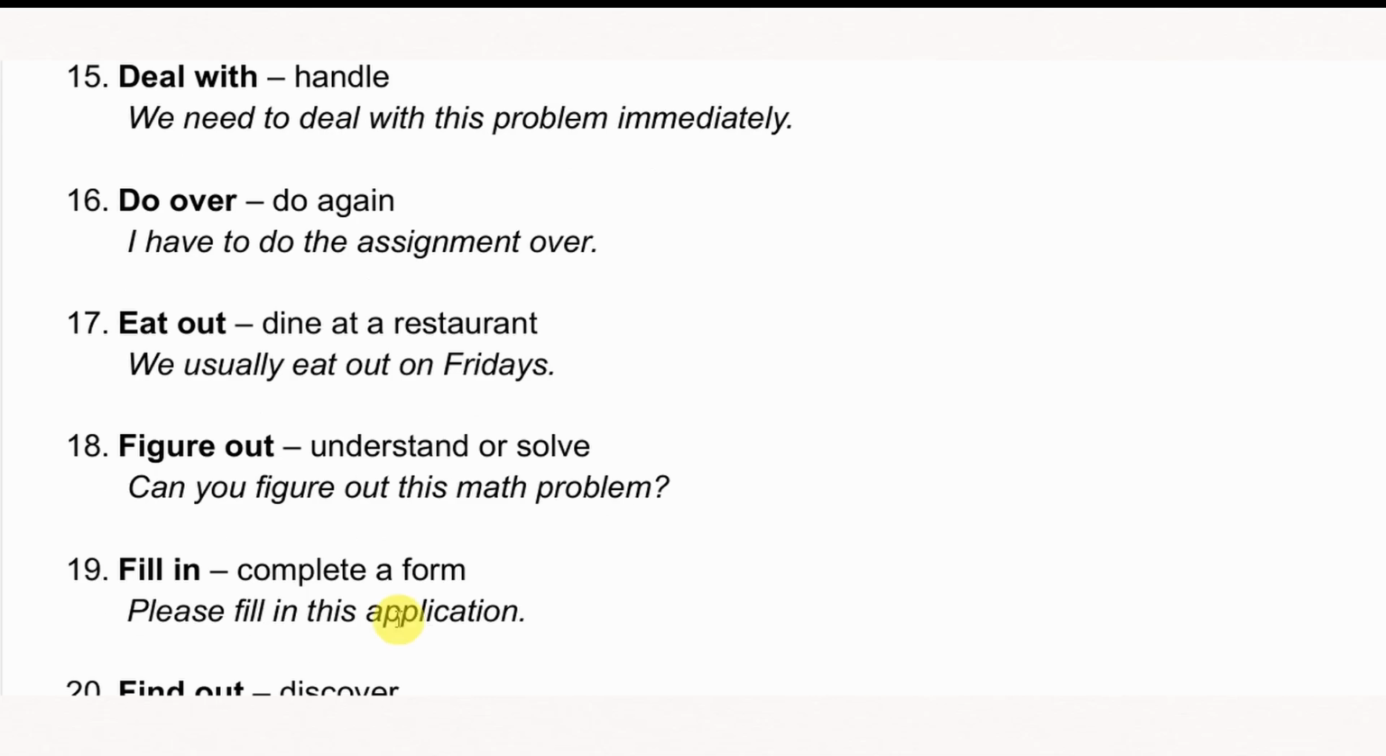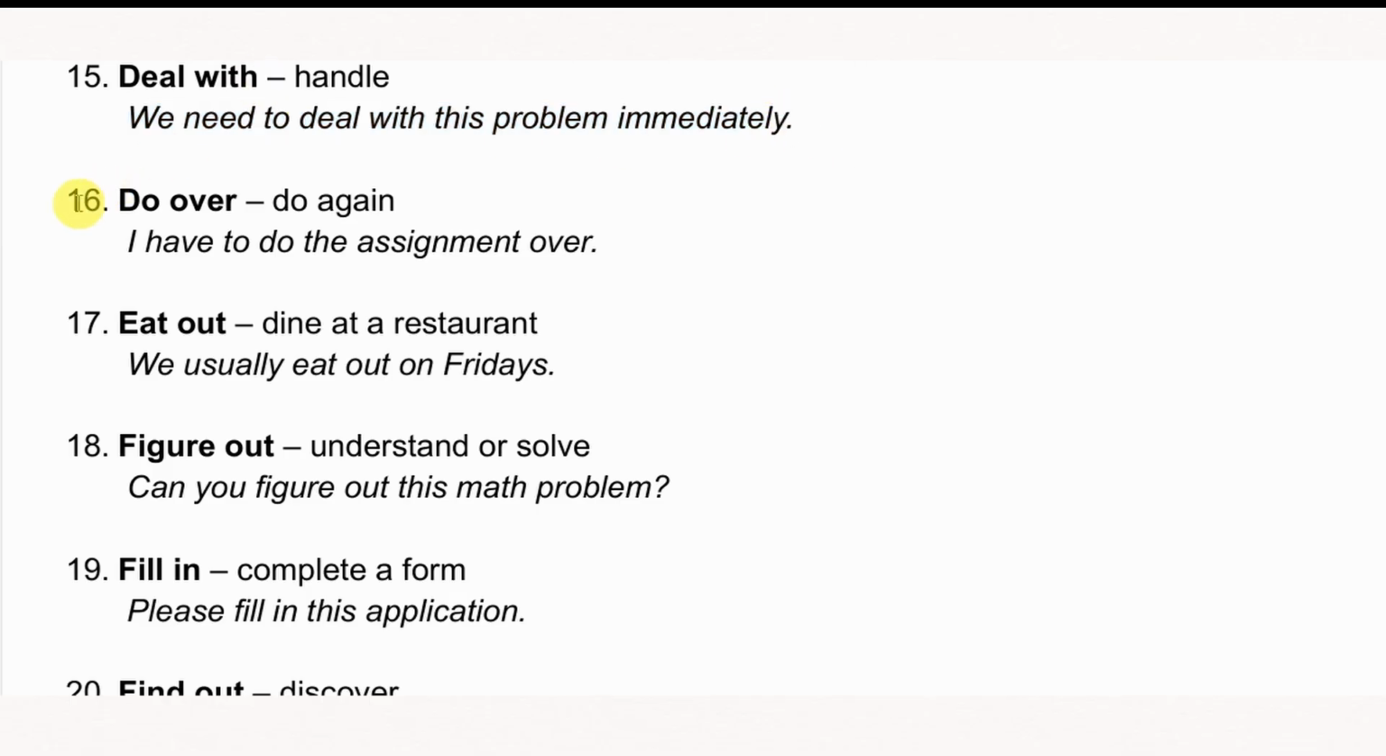15. To deal with. To deal with means to handle. For example, we need to deal with this problem immediately. Means we need to handle this problem immediately. Or we need to look into this problem immediately. When I talk about deal with or to handle, this is looking for the solution, trying to solve something.